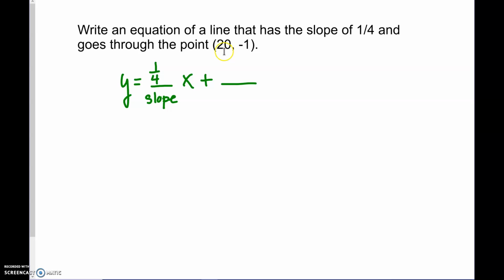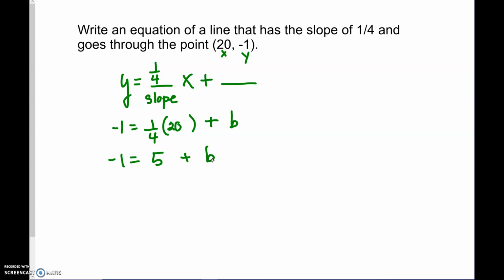Now we have an ordered pair, x, y. So what number are we going to substitute in place of y? -1. What number are we going to substitute in place of x? 20. Now we're going to go ahead and do the math. So we're going to multiply 1/4 times 20. And 1/4 times 20 is 5.